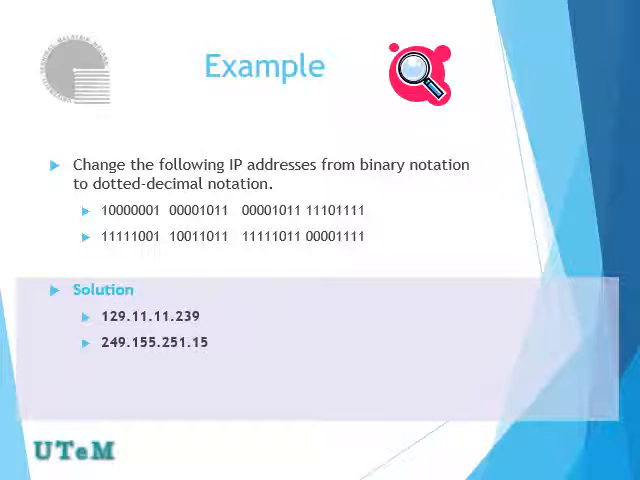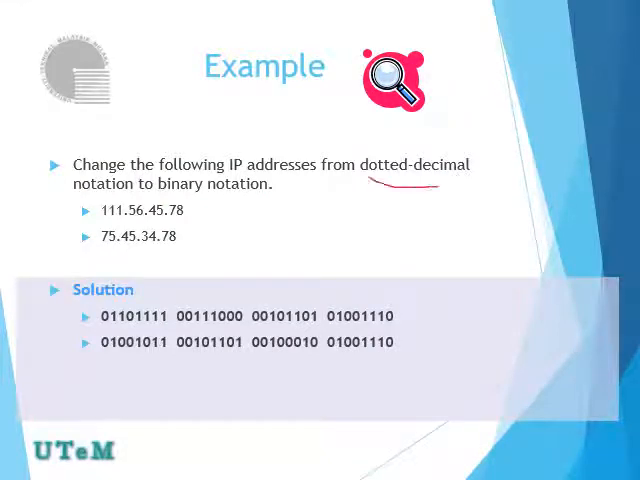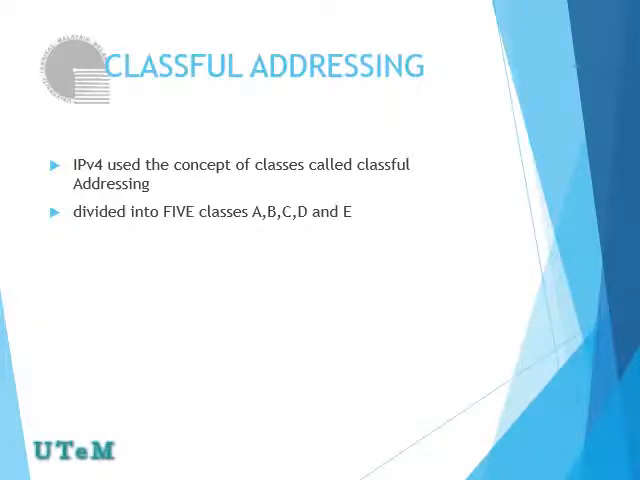So this is the process of conversion, from binary to dotted decimal. And this is from dotted decimal to binary. Okay, I hope you know how to convert it. You can convert from here to here. You can use your own calculator, or you can calculate it manually as well. Okay, done for notation.